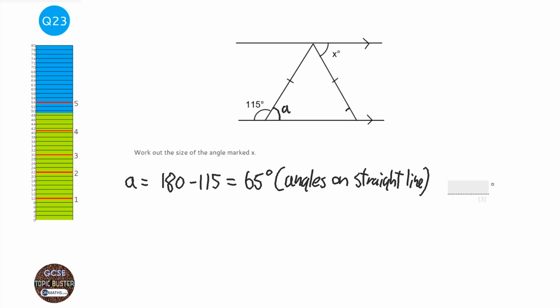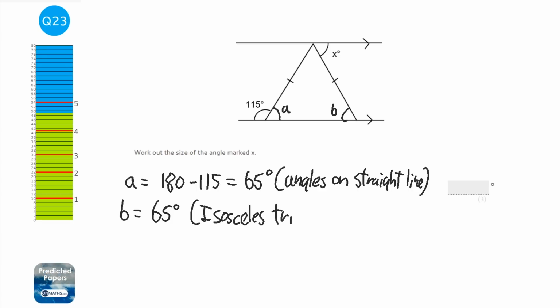And if I know A, I know that B as well. So B is going to equal 65 degrees as well, because it's an isosceles triangle. All the bottom angles in an isosceles triangle are equal, assuming that the isosceles triangle has the two same sides on the left and right. Obviously if it's rotated it's not the bottom two angles, but it's always going to be these two angles here. Okay, so B is 65.